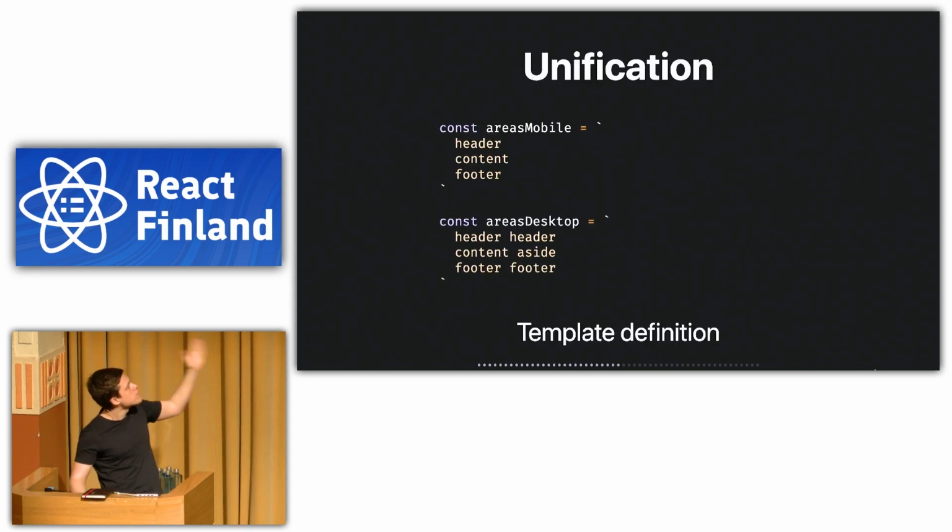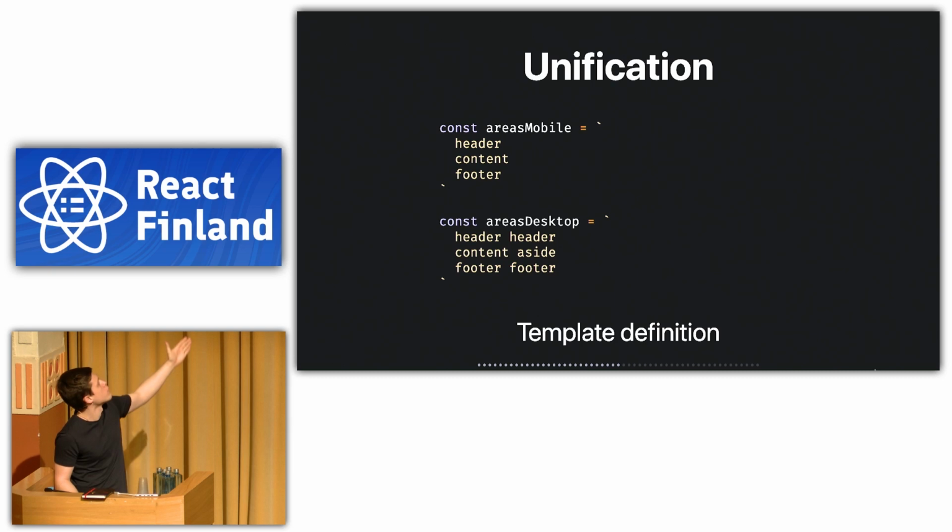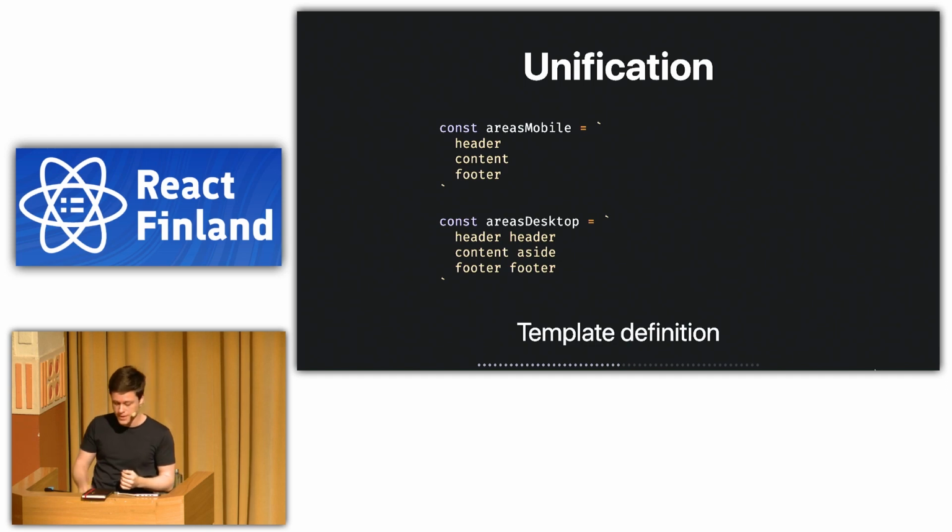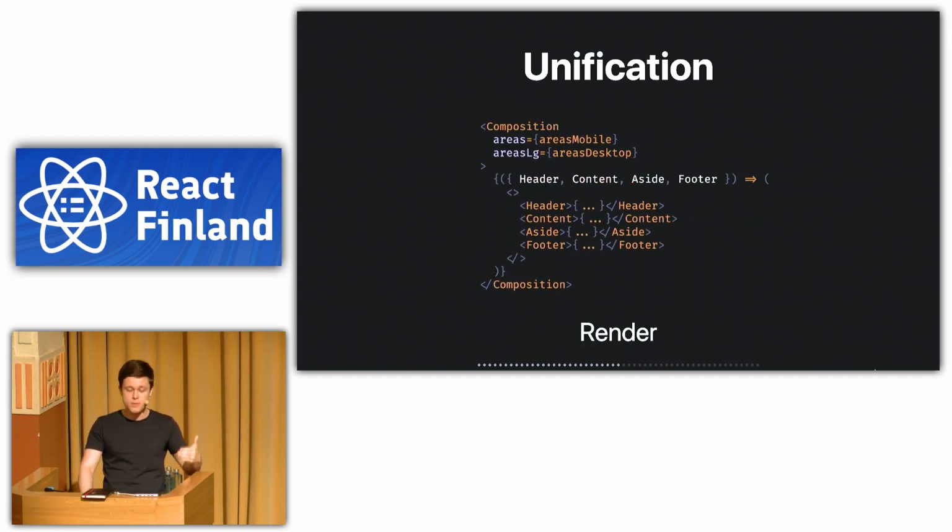We can have template definitions. So I have a template for mobile, and it's just one column. And then I see a template for desktop, and it's two columns, and new areas are introduced. And then I can see the rendering part in the same module, which uses these areas. And it just renders them, so it's very clear to me what's happening and how can I change it.